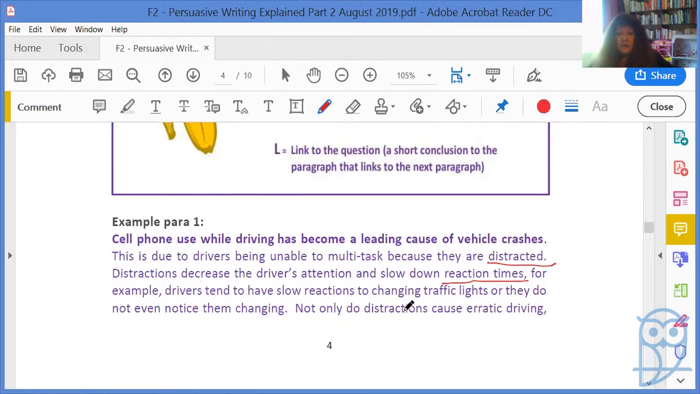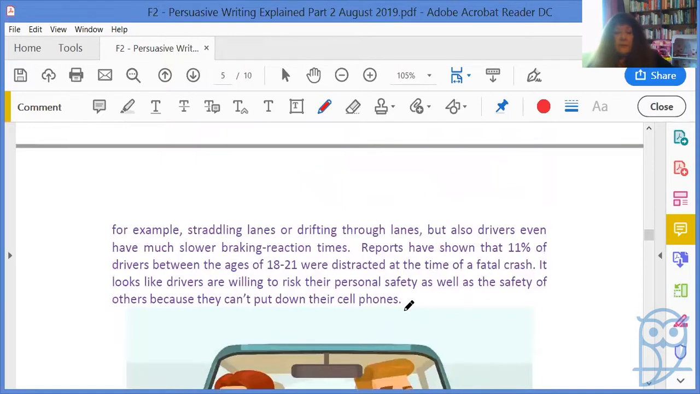Not only do distractions cause erratic driving, for example, they're straddling lanes, they're driving along the white line, or they're drifting from lane 1 through to lane 3, and everyone else has to be on the lookout for this person on their cell phone. But even drivers doing that have a slower brake reaction time. You can't slam on your brakes very quickly if you've got a cell phone in your hand. Reports have shown that 11% of drivers between the ages of 18 to 21 were distracted and had a fatal crash. If it's fatal, somebody has died. So whether it's the driver himself or an innocent pedestrian or whatever, we need to know.